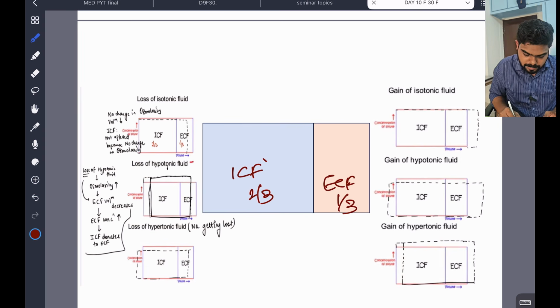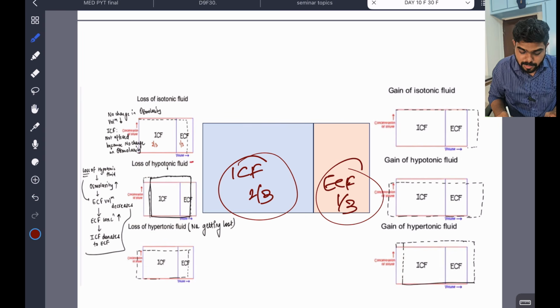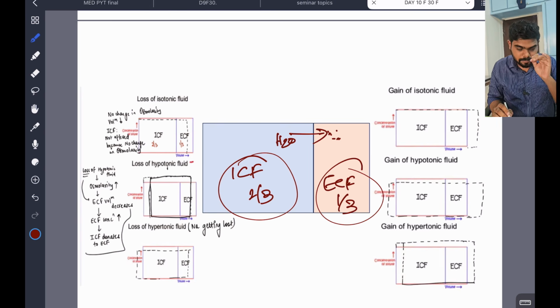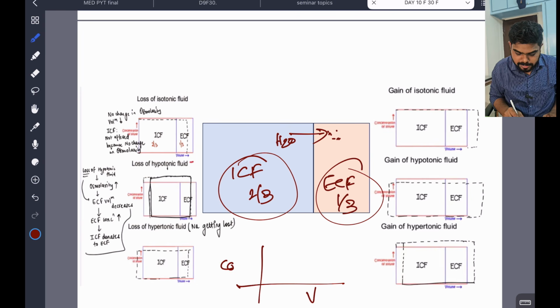Okay, so definitely if here is more osmolar, high osmolar means more solute. Here will be more water, then water will shift from here to there. Simple. Okay, and x-axis, y-axis: here volume, here concentration.